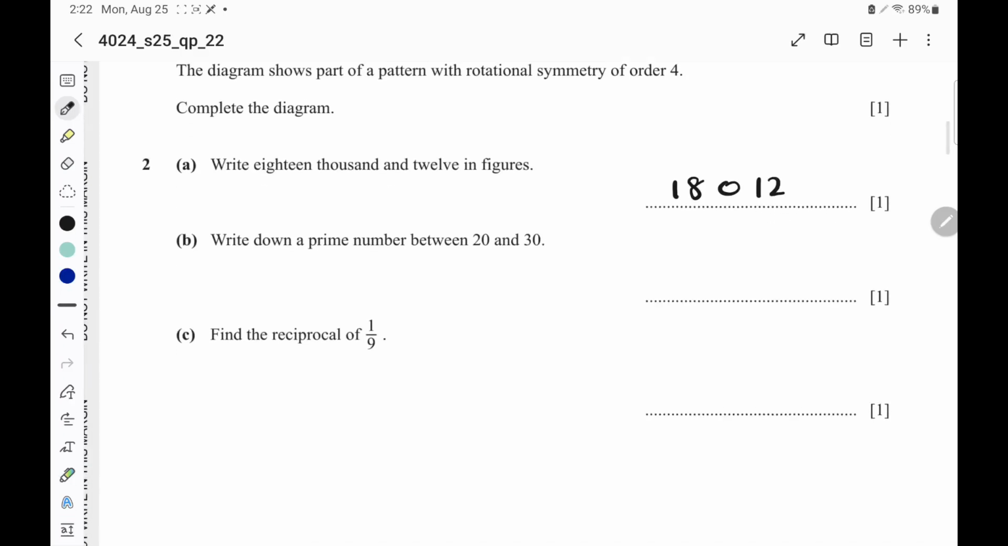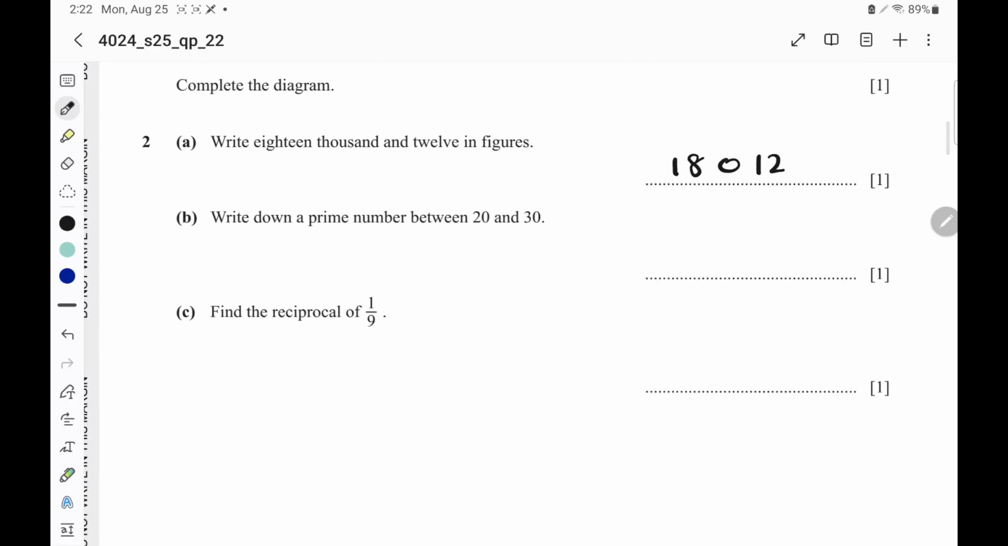Alright, so the next part is: write down a prime number between 20 and 30. So we'll have to pick any number between 20 and 30. 21 is not a prime number. 22 is not a prime number. 23 is a prime number. So that's okay, because we have to pick a prime number. Otherwise you can write down 29 also, which can also be a prime number. Any such number you write down gets the marks.